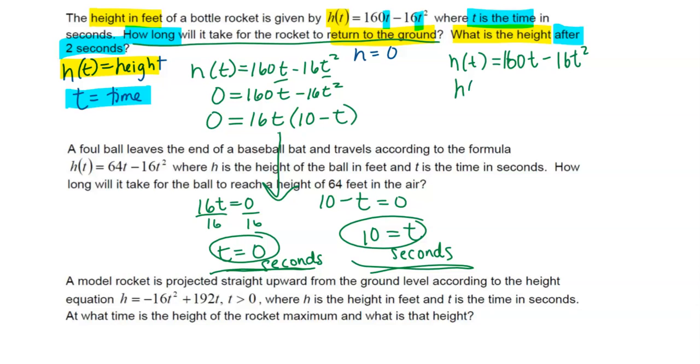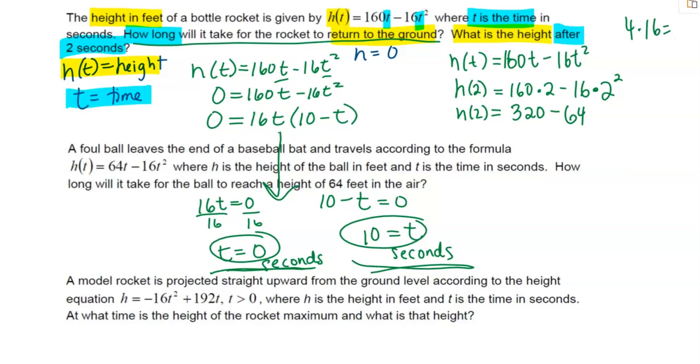So I'm going to go ahead and say h of 2, because that's how many seconds it is, equals 160 times 2 minus 16 times 2 squared. Please be sure and put a multiplication sign in there to help you remember that you have to square the 2 before you multiply, times negative 16. So h of 2 equals 320 minus 16 times 4 is 64. This is a good math fact for you to memorize.